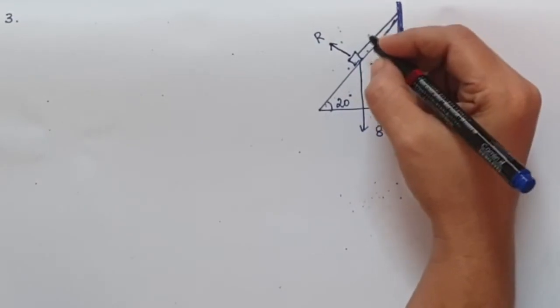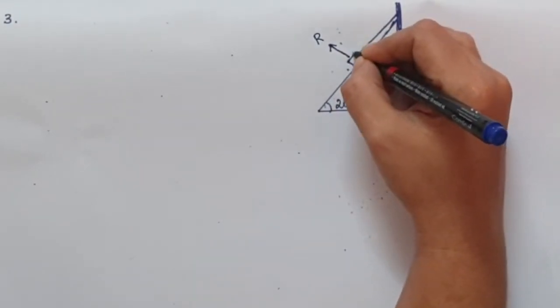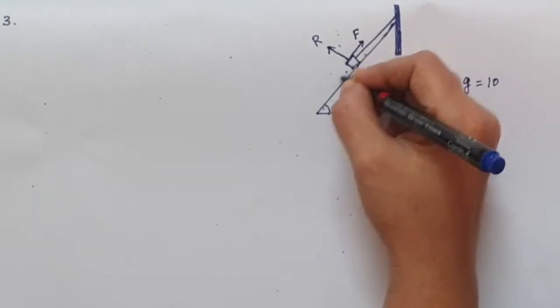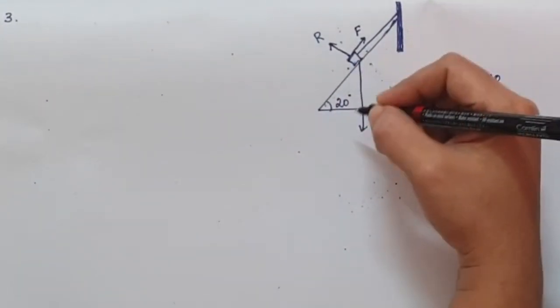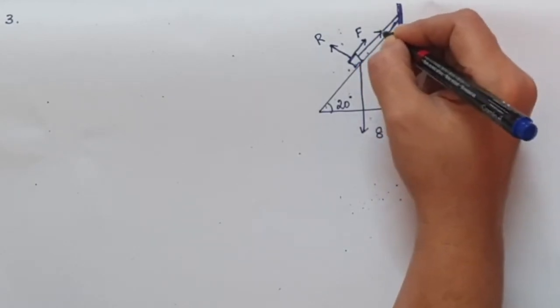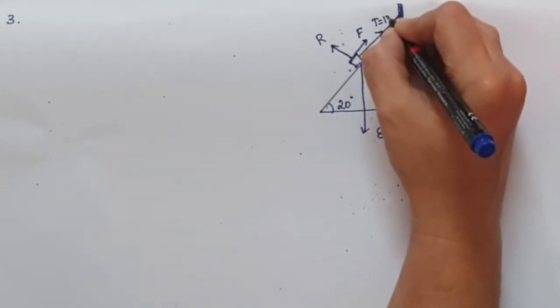And then there is a force, and the frictional force acts against the direction of the movement of the particle. This way, the particle has a tendency to go down. The frictional force is like this, and there is a tension in the string. Tension is given as 13 Newton. T equal to 13 Newton.